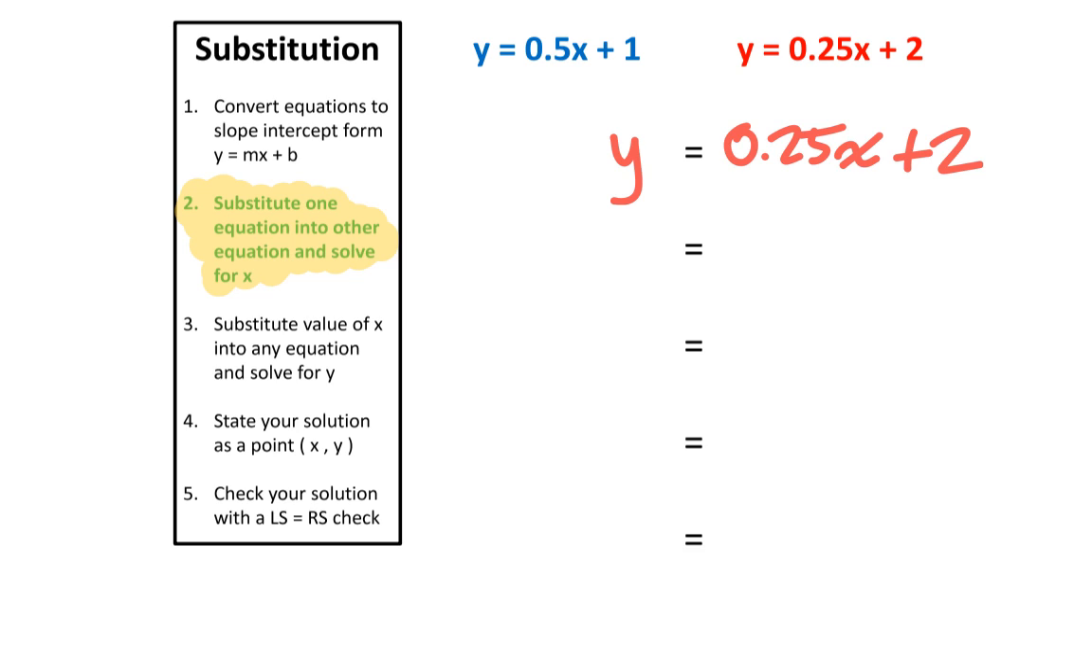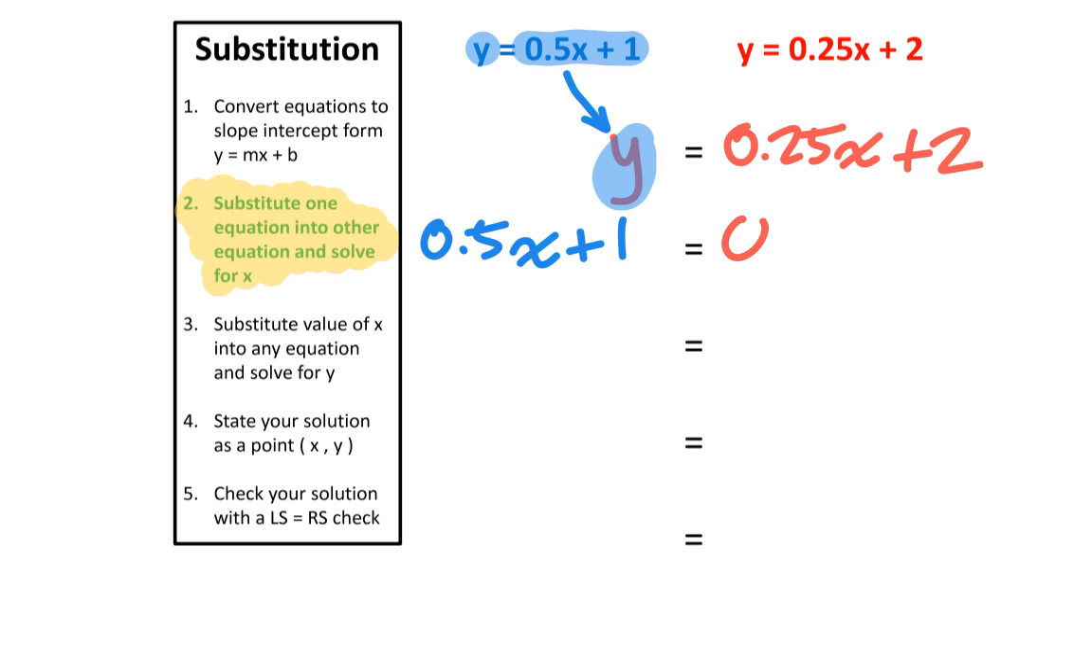The next step is a little bit confusing. We already know that y is equal to 0.5x plus 1. We also know that there's another y over here. We are going to substitute or replace this y with 0.5x plus 1. So instead of y, you're going to replace it with 0.5x plus 1. Everything on the other side of the equation will stay exactly the same.